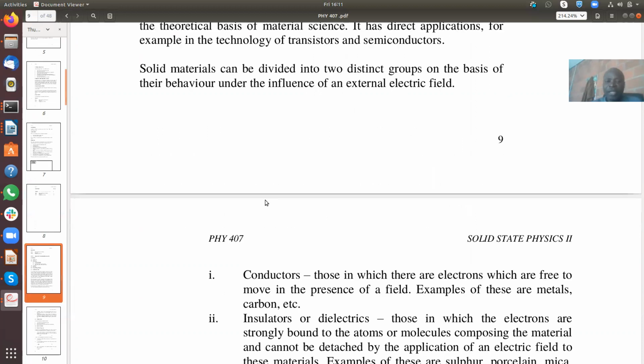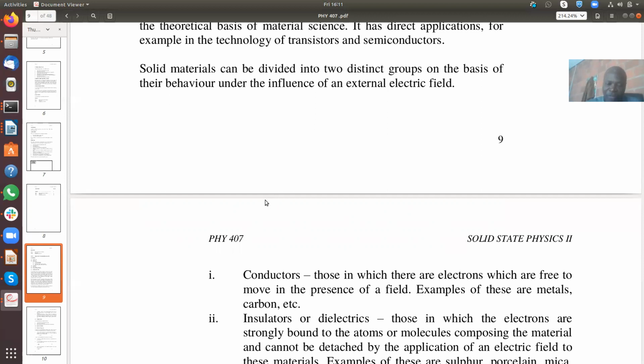Now, there is no way you can discuss solid materials without looking at some of the properties associated with them. We said solid materials can be divided into two distinct groups on the basis of their behavior under the influence of an external electric field. One of the groups is conductors, those in which there are electrons which are free to move in the presence of a field. Those are the ones referred to as conductors. Examples of these are metals and carbon, etc.